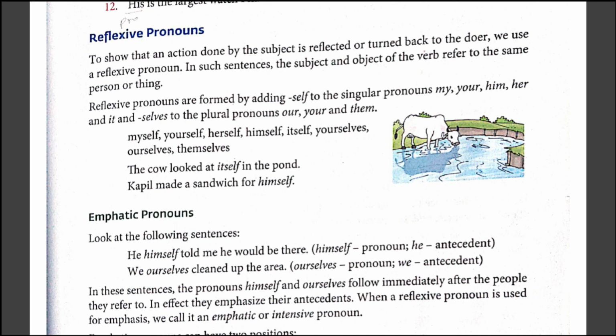Example is given. The cow looked at itself in the pond. So to whom it's looking? Itself only. So here the action is turned back to the doer. Who is the doer? Cow. Cow is watching and it is looking to itself. So the action goes back to her, and so it is reflexive pronoun.